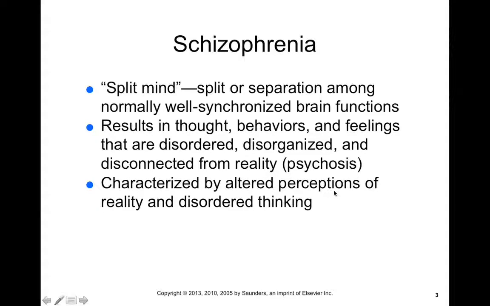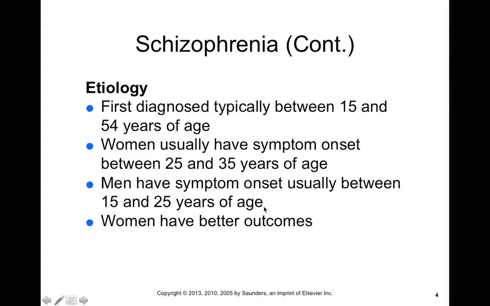Now, it's characterized by altered perceptions of reality as well as disordered thinking. It was first diagnosed between the ages of 15 and 54 years of age. Women typically have a later onset of diagnosis, 25 to 35 years of age. Men typically have a little bit of a younger onset, 15 to 25. And women typically have better outcomes than men with respect to schizophrenia.